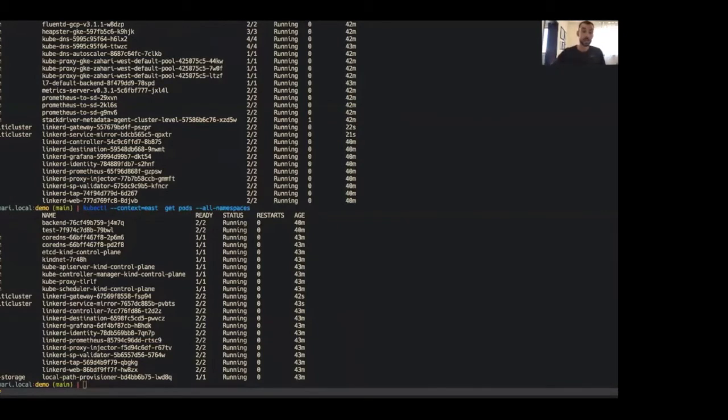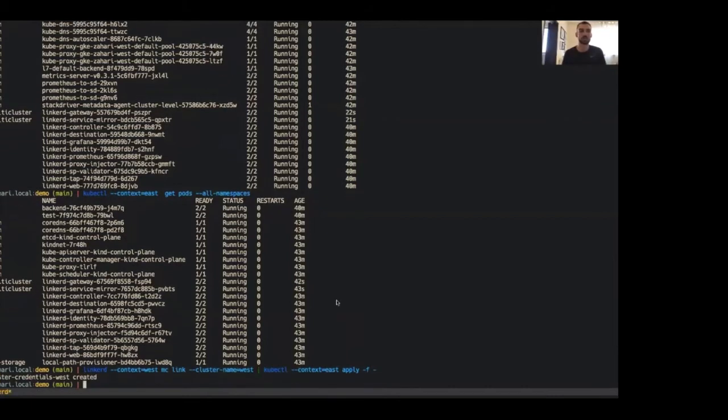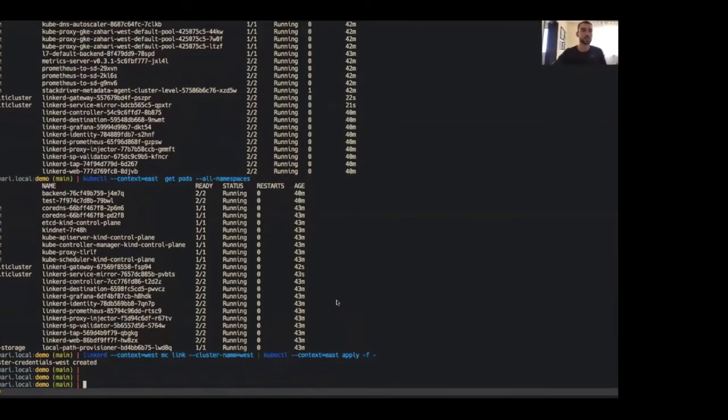So right now, we want to be able to link these two clusters together. What we are going to do is use the multi-cluster link command to provide credentials to cluster east and allow it to monitor the state of cluster west. Now the secret containing credentials was created in cluster east.